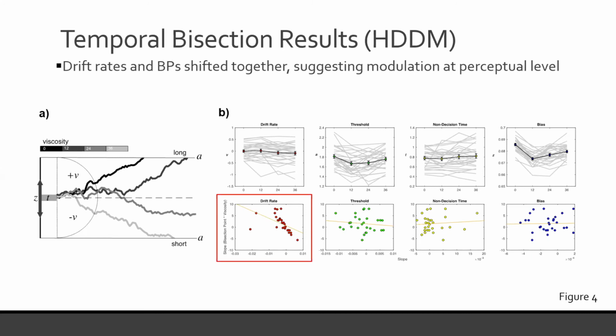We thought this was interesting. We thought this might have some kind of correlation to the rightward shift in the bisection points that I just showed you. So for each participant, we took their bisection point slope that I showed, and we took their drift rate slope here, and we plotted them against each other on the bottom row and found a significant negative correlation, which is evidence that these effects of viscosity are occurring at a lower perceptual level, through the drift rate. We didn't find any correlation with the bisection point shift and these other parameters.